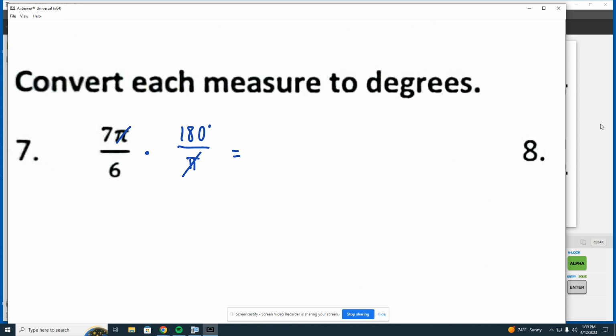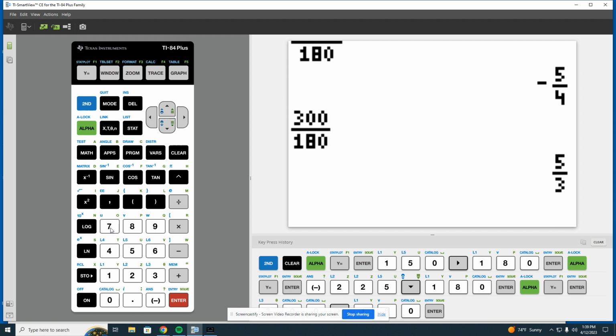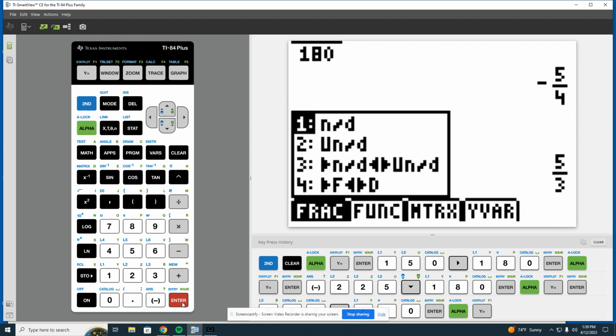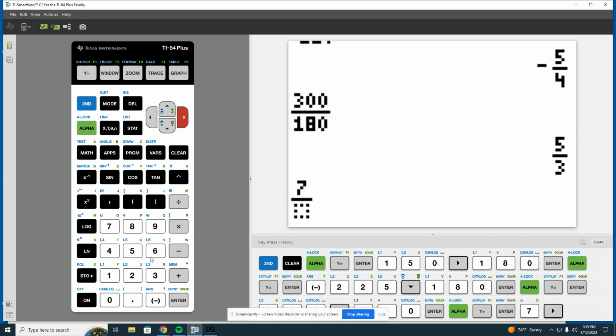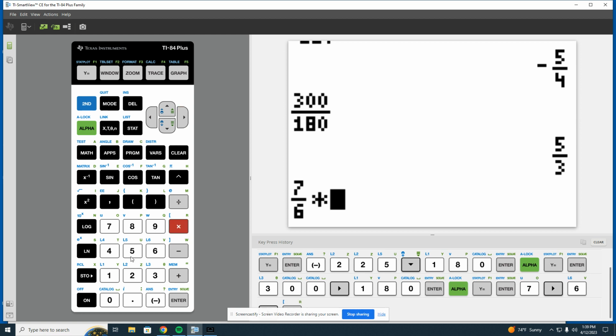Then I'm just going to grab my calculator, since the pi's cancel, and I'm just going to do 7 over 6 times 180. And I'm going to let it do all the reduction for me.